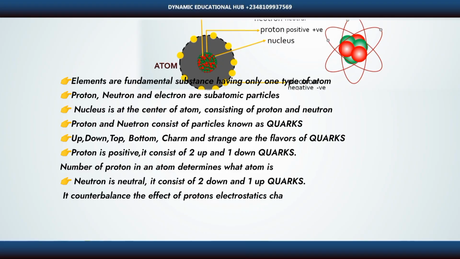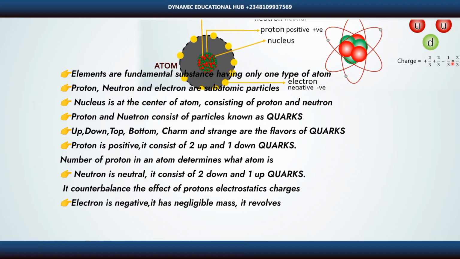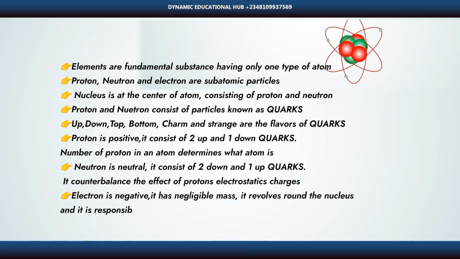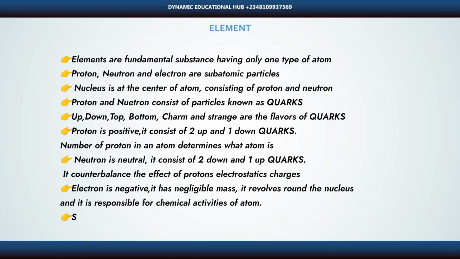I talked about electron. Electrons revolve around the nucleus, and this is coming from Niels Bohr. Electron is responsible for the chemical attributes, chemical behavior, chemical properties of an atom. Electron is negligible, very small. So when you are accounting for the mass of an atom, you don't take note of electron. Electron is carrying negative charge. Neutron is made up of 2 down quarks and 1 up quark.